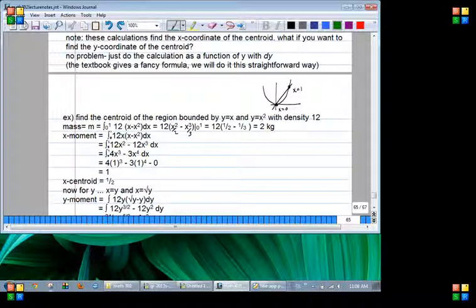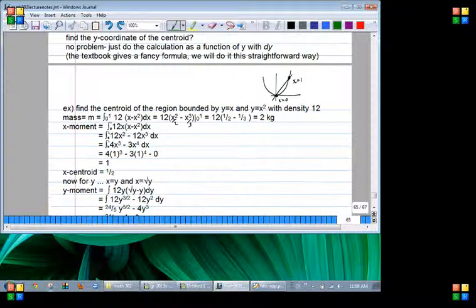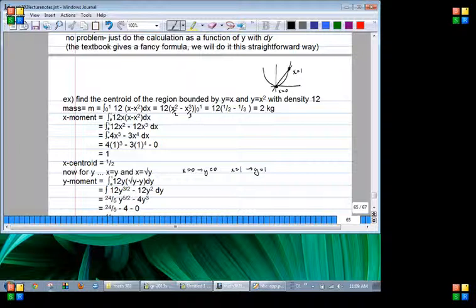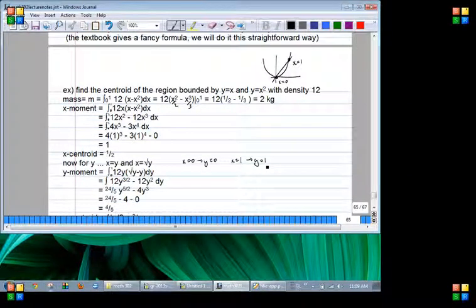Okay. So just do some algebra, then do the integral. And also we now need to know our y boundaries. So when x equals 0, what's the y value? 0. When x equals 1, what's the y value? 1. Oh, just by coincidence, it's the same numbers. So we do that, evaluate it from 0 to 1. You work it out, and you get the y moment is 4/5.